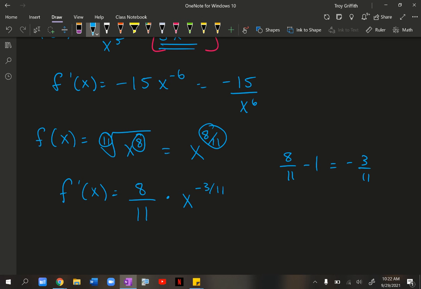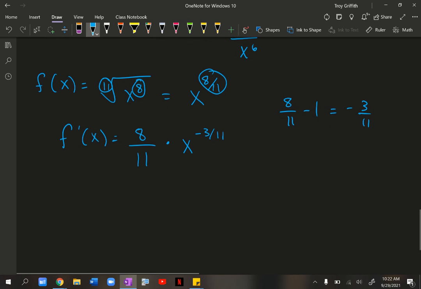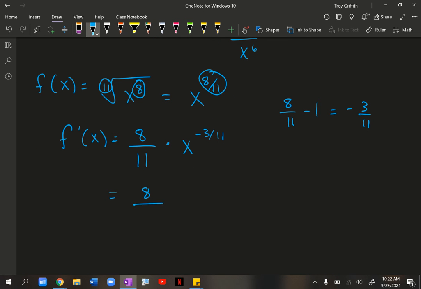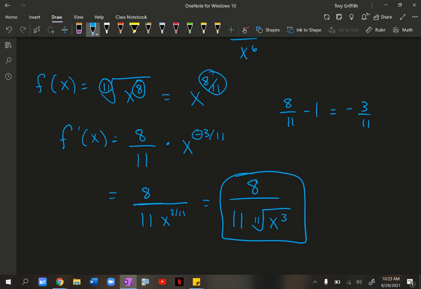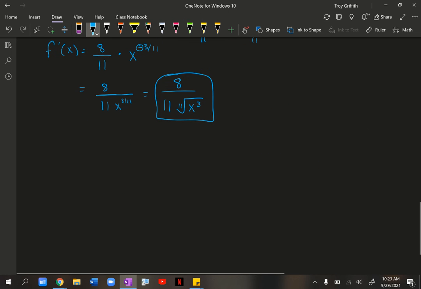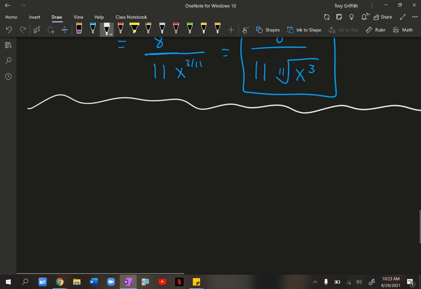Now, I would accept this as a final answer. If you wanted to leave it like that, that would be fine. However, we do need to be able to find an equivalent form of this. So, if we wanted to do this in a couple steps, if I want to get rid of the negative, move it down to the bottom. And then I could rewrite x to the 3/11th as the 11th root of x cubed. So here would be my final answer for this one. Okay? All right, a couple little examples here to close this out. And we'll see how we're feeling.